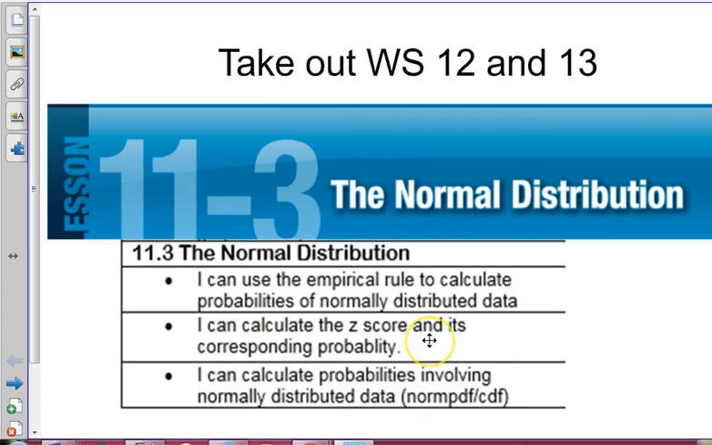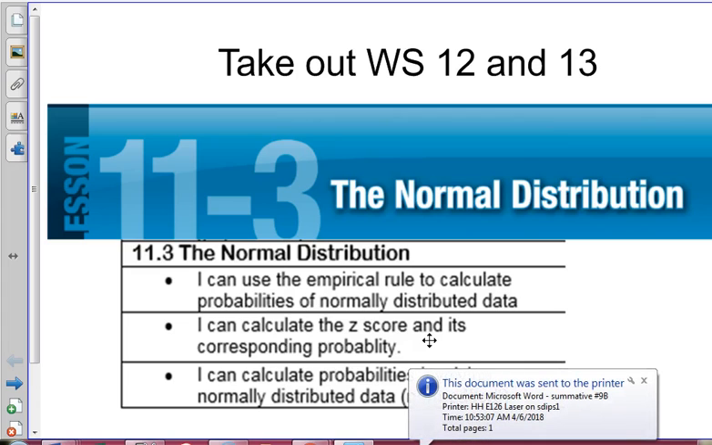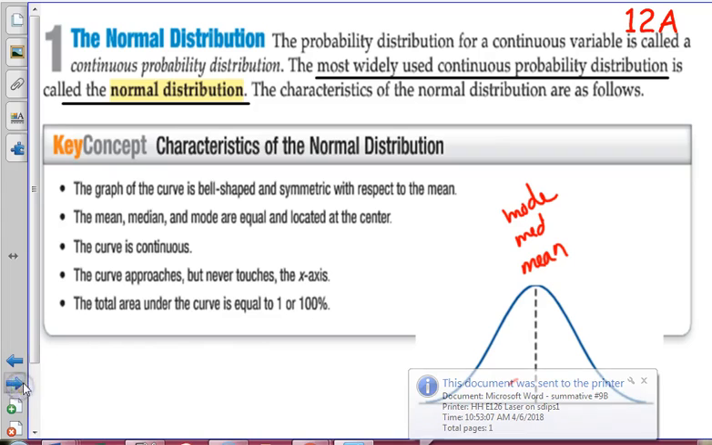We are going to talk about z-scores, and you need to be able to calculate a z-score. The formula for that is on your reference sheet, your gray reference sheet. But I will tell you that I'm not going to use a z-score table. We're just going to rely on the calculator to do all the work. All right.